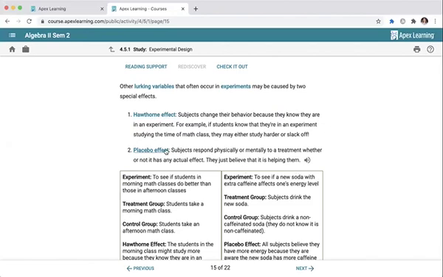Now, a placebo effect is where subjects respond physically or mentally to a treatment, whether or not it has the actual effect. A good example would be if we were studying a new drug. They give everybody a pill, whether or not you actually get the drug. Half of the people get the treatment pill, and half get what's called a sugar pill.